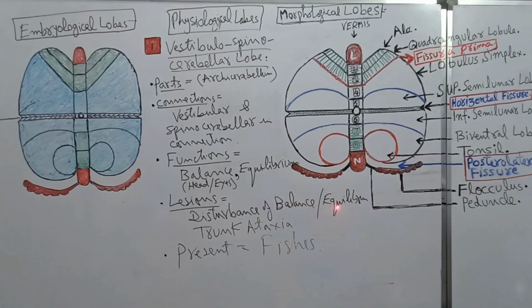Why? Because balance and equilibrium will be disturbed. And this primitive part is also present in fishes. It is the first part of the cerebellum which is developed. This is why it is developmentally also known as the archicerebellum. This was the first physiological lobe. Now, what is the second physiological lobe?